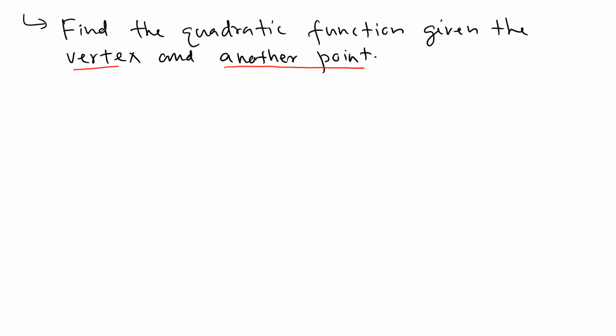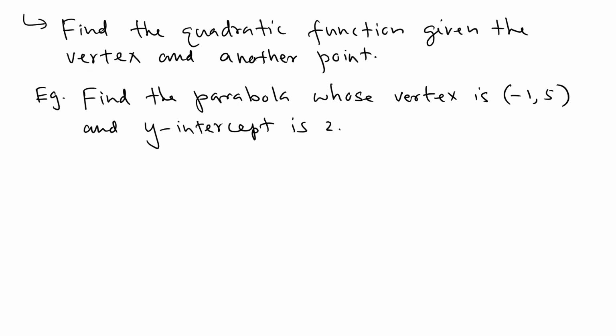Maybe another point, like a special point, a y-intercept, or some other general point. So let's do this problem. It says: find the parabola whose vertex is (-1, 5) and the y-intercept is 2. Since we know the vertex, we can actually write the format of the function.